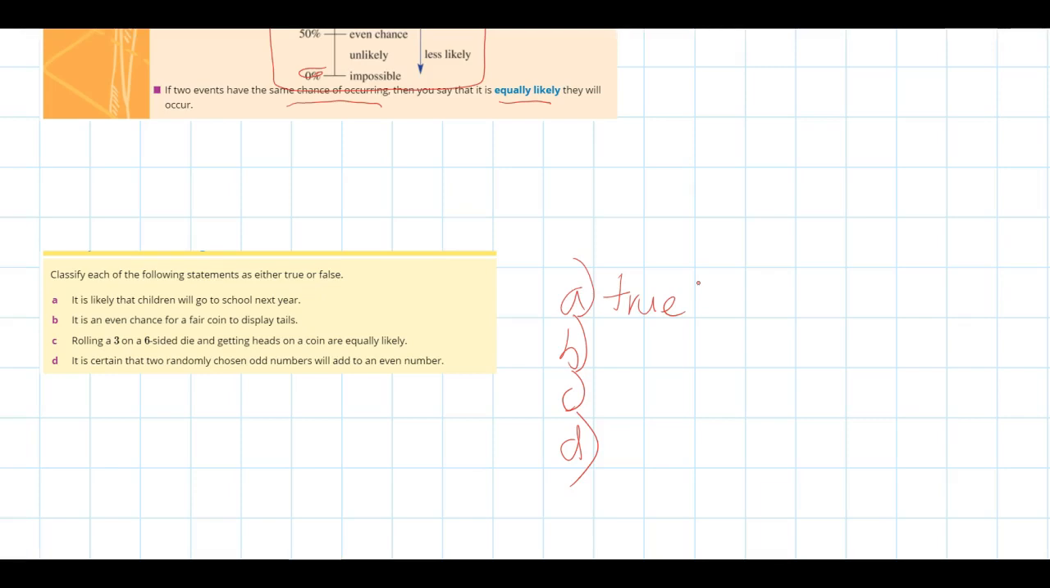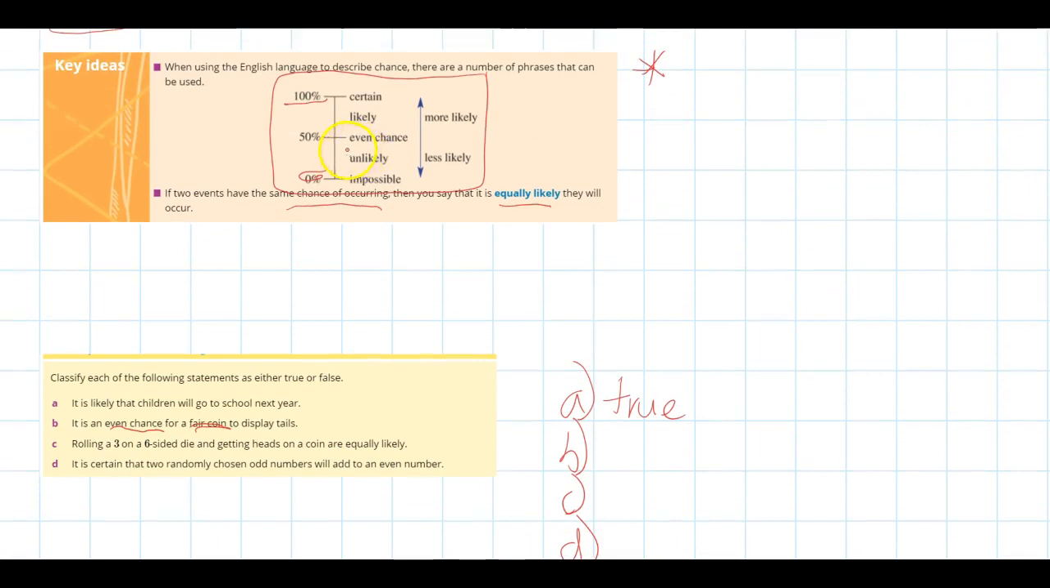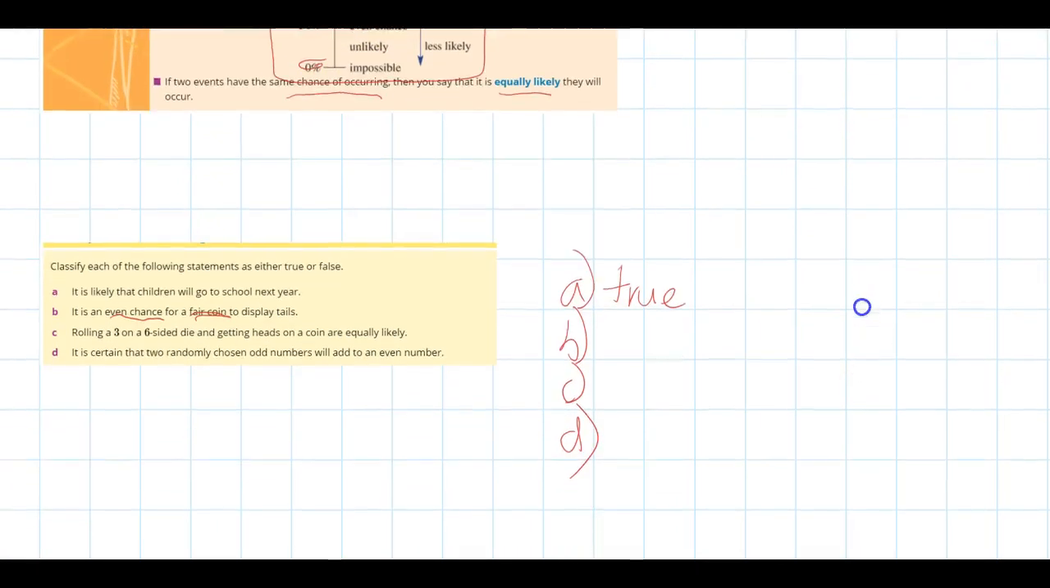B, it is an even chance. Okay, now we need to make sure that we unpack the different types of words here so we understand what they mean. It is an even chance for a fair coin to display tails. So if we look up here, we know that even chance basically means 50%, and a fair coin means that there's two sides, one has heads, one has tails. It's a fair coin. It is an even chance for a fair coin to display tails. That is true. You get a 50-50 chance on those ones with heads and tails.